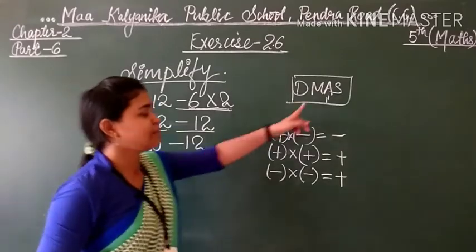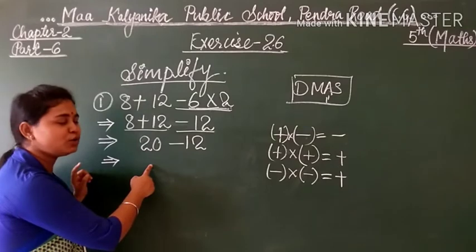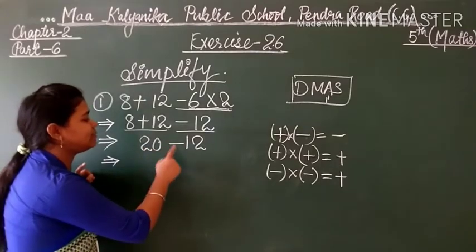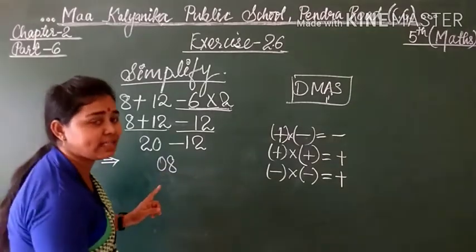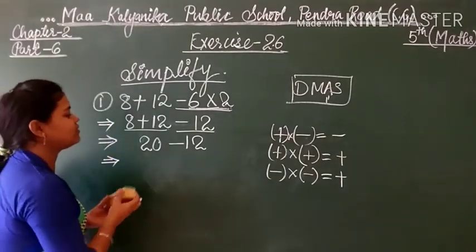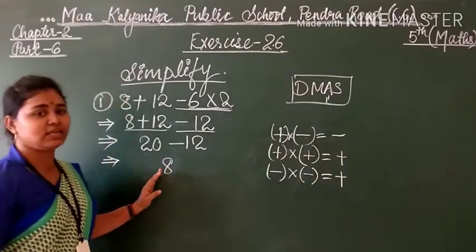Now subtraction is there. So in subtraction what will you do? Simply 20 minus 12. So 20 minus 12 is 8. So you can write either 08 or simply 8. So 8 is the answer received here.